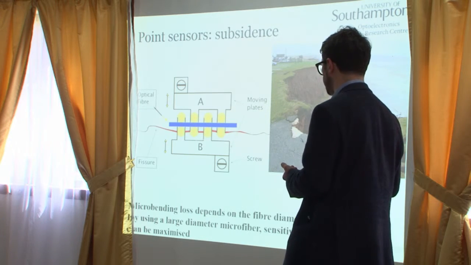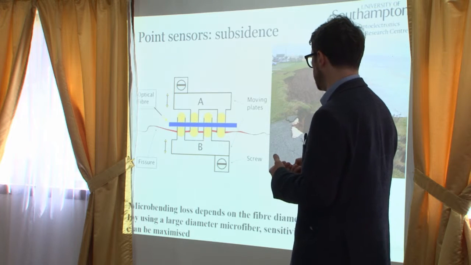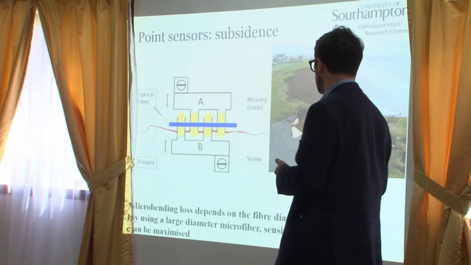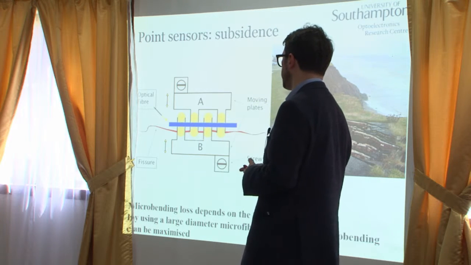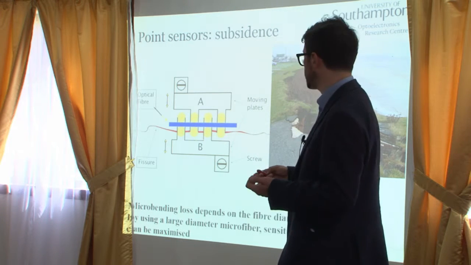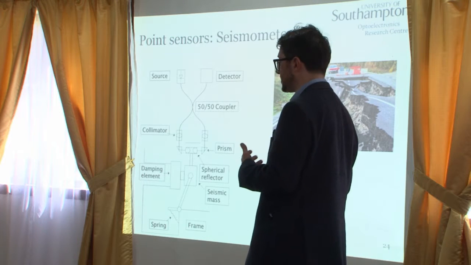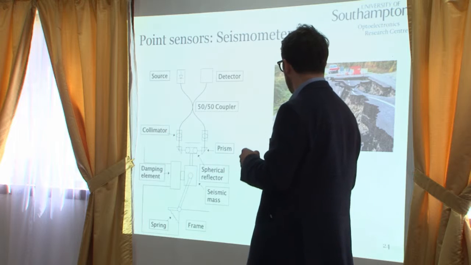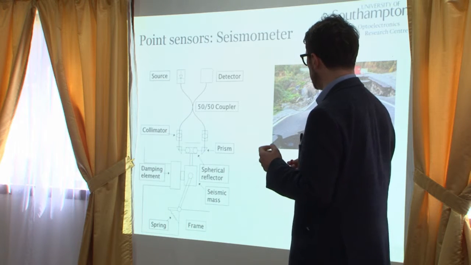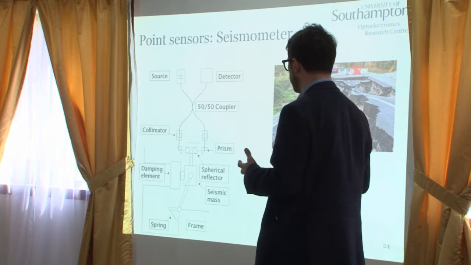we can monitor the movement of one part of the ground with respect to the other. Now, there are lots of ways to maximize this effect, like playing with the geometry of the fiber, with the refractive index distribution, and so on. So by designing a specific fiber, it's possible to maximize the sensitivity. Another way is actually to monitor the vibrations.